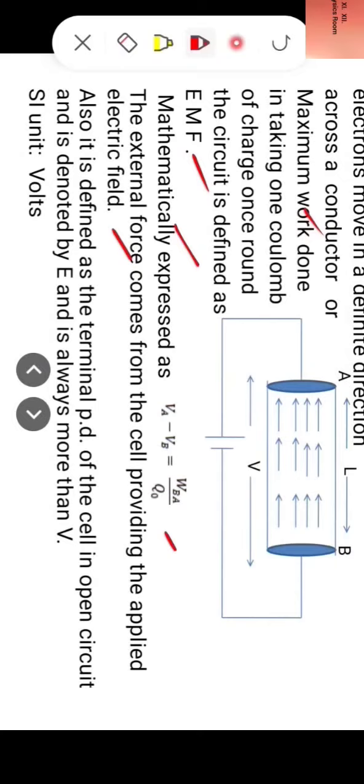Also, EMF is defined as the terminal PD of the cell in open circuit and is denoted by capital E, and is always more than V. E is always more than the terminal potential difference V. Now the SI unit of EMF: volt is the SI unit of EMF, being terminal PD.